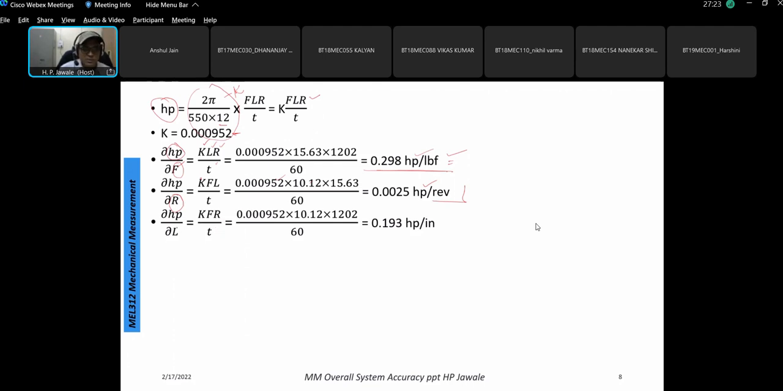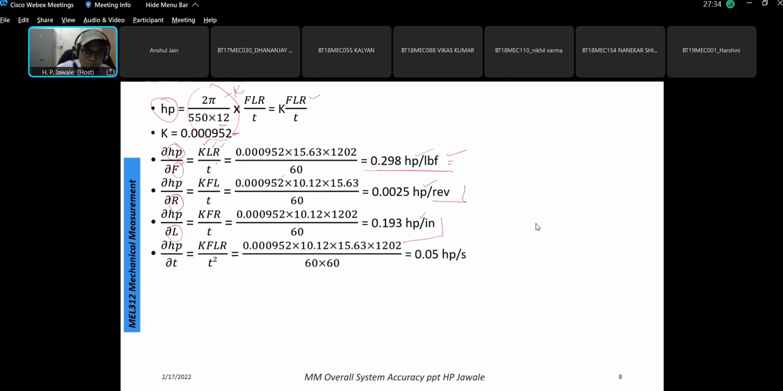So this is with respect to the length, and that will be the power per inch of the length being measured. Right, then with respect to the fourth term, that is T, this will be KFLR by T square, and then we have quantified that numerically.